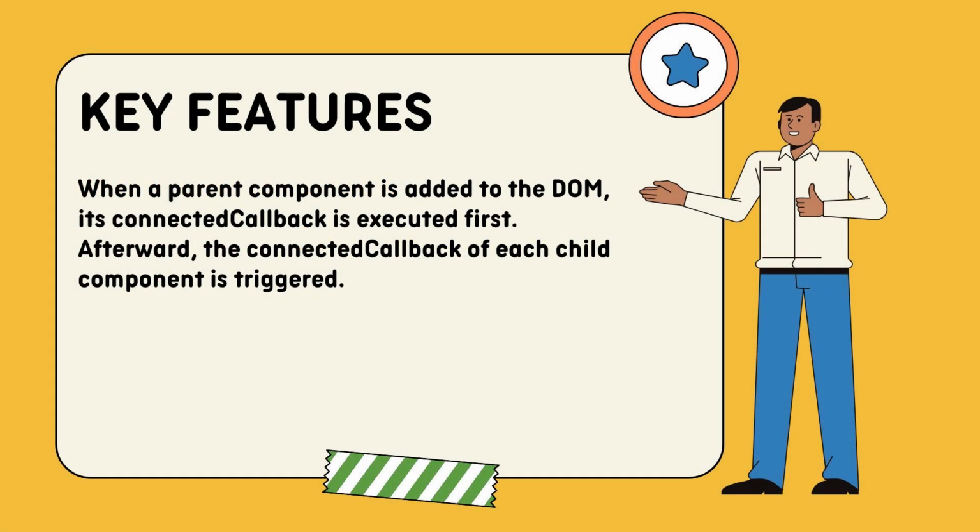Now, let's understand key features of connectedCallback. It is a parent-to-child flow. When a parent component is added to the DOM, its connectedCallback is executed first. Afterwards, the connectedCallback of each child component is triggered.